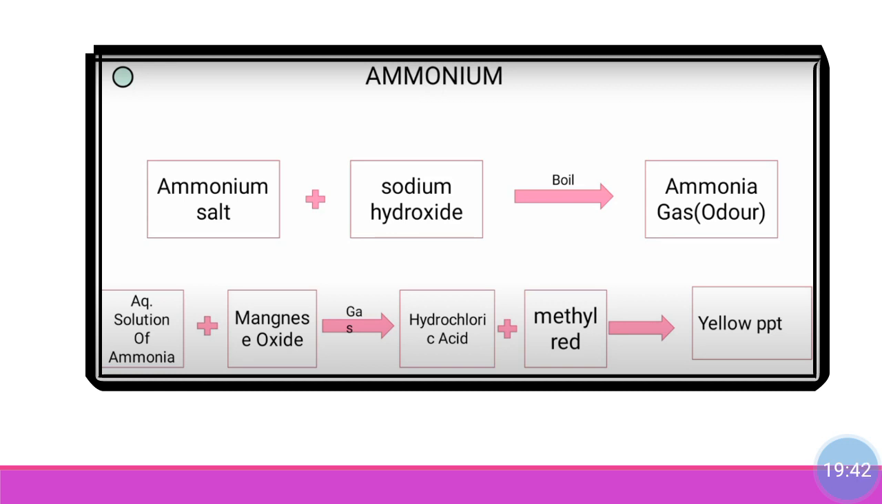So two tests are there. First is with sodium hydroxide, NaOH. Then when we boil it, the odor of ammonia gas will be formed. And when it reacts with manganese oxide, when the gas is passed through it, there will be a formation of hydrochloric acid and methyl red, yellow precipitate.